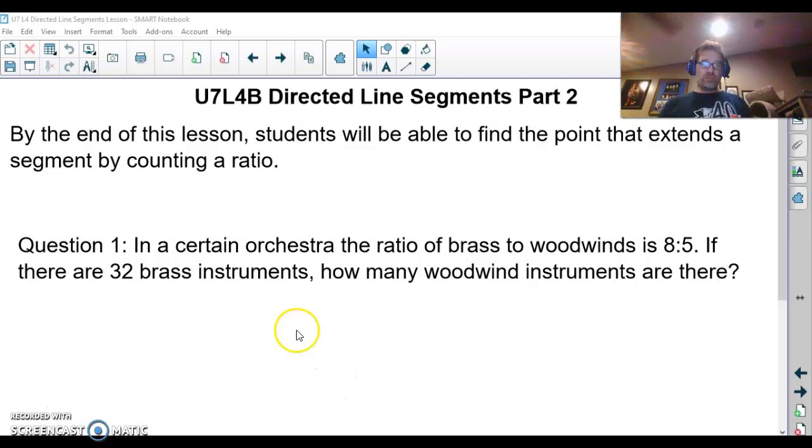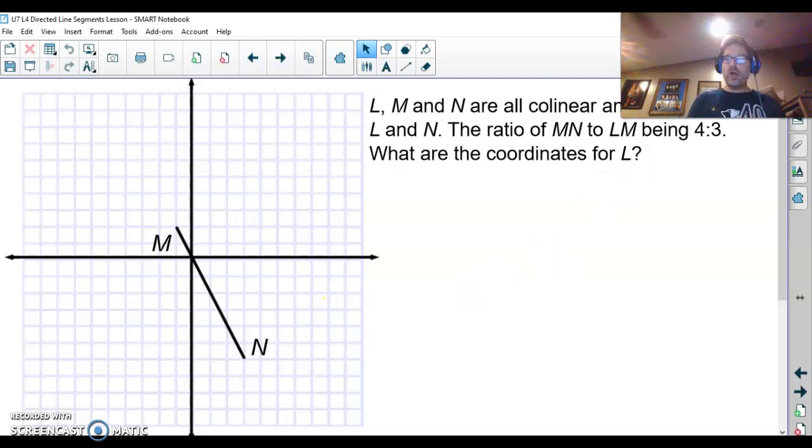I have a question for you. In a certain orchestra, the ratio of brass to woodwinds is 8:5. Remember, that means 8 brass, 5 woodwinds. So there are actually 32 brass instruments in this orchestra. How many woodwinds are there? Remember, 8:5 is the reduced ratio. There's actually not 8 brass, there are 32 brass. So what would the actual number of woodwinds be? Alright, so here we go.